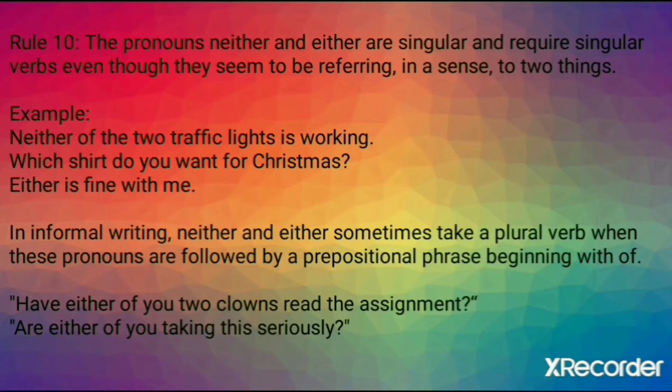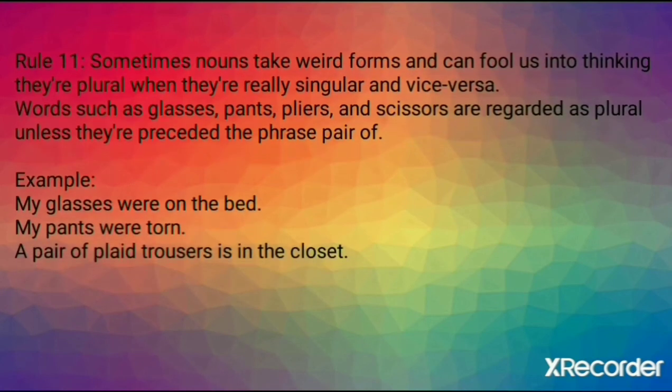So you have to concentrate on the rule here. Neither and either sometimes take a plural verb when these pronouns are followed by a prepositional phrase beginning with "of." So at this moment, you have to use a plural verb. Next rule. Rule number 11.